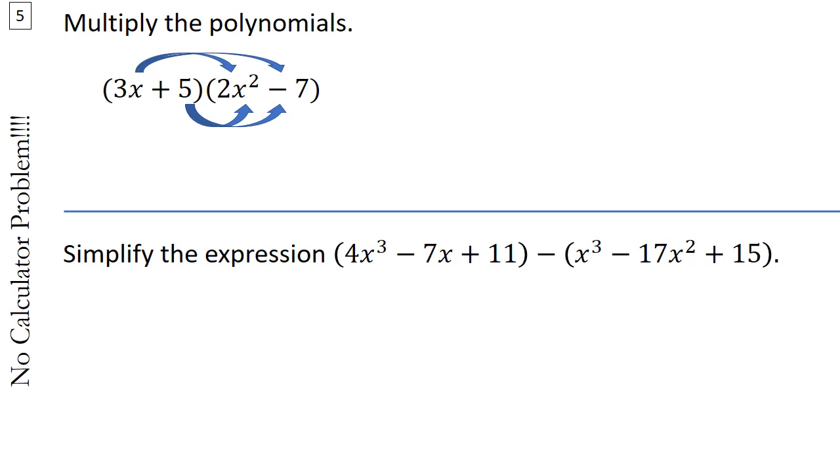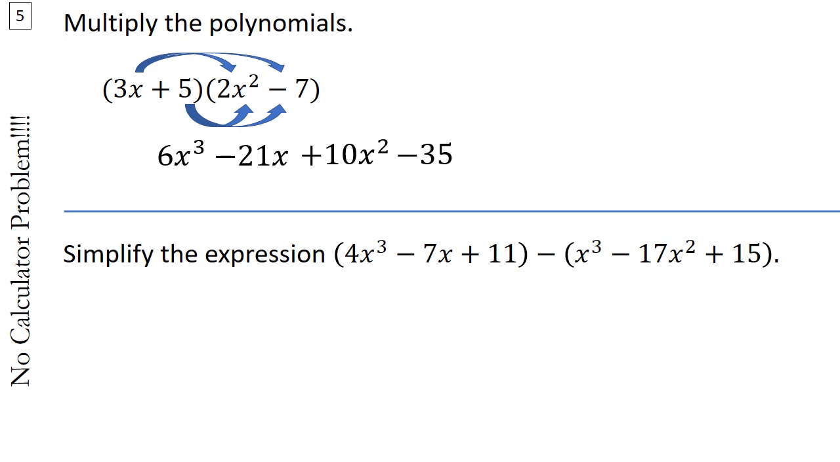So we're going to distribute that 3x. 3x times 2x squared, that's 6x cubed. 3x times negative 7 is negative 21x. Then distribute the 5. 5 times 2x squared is 10x squared. 5 times negative 7 is negative 35.